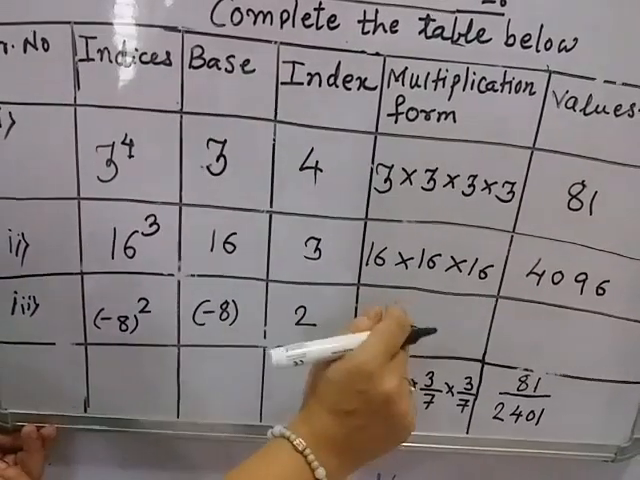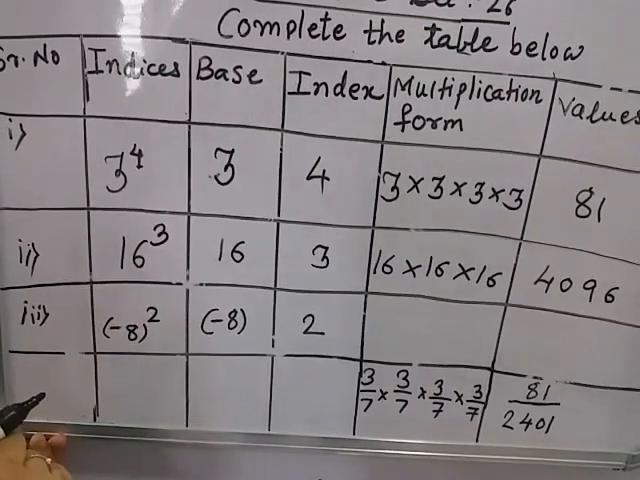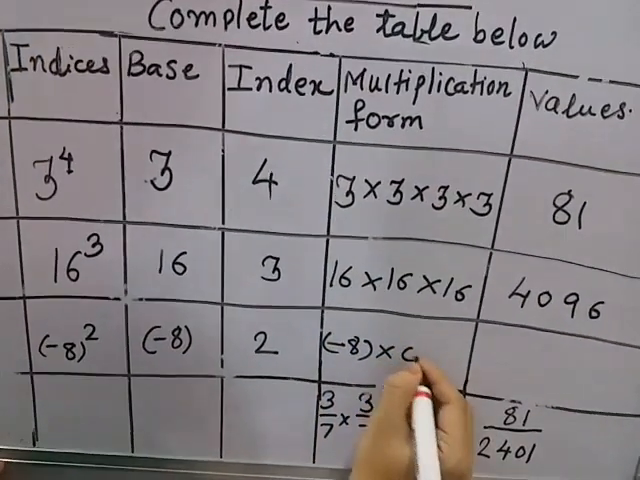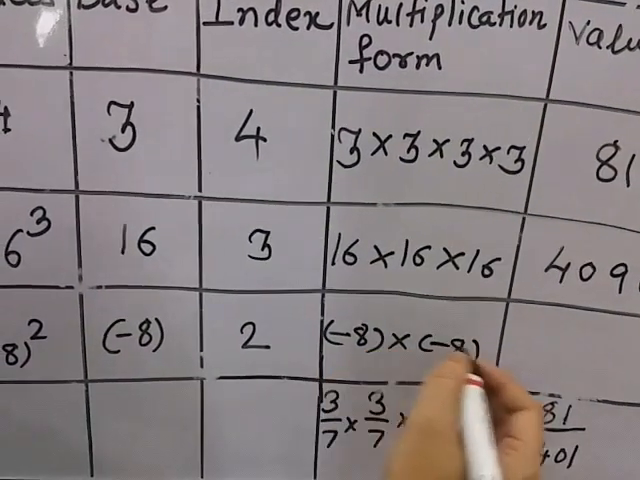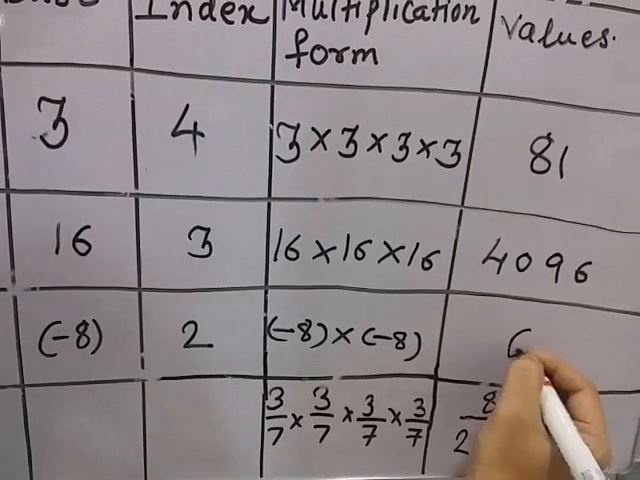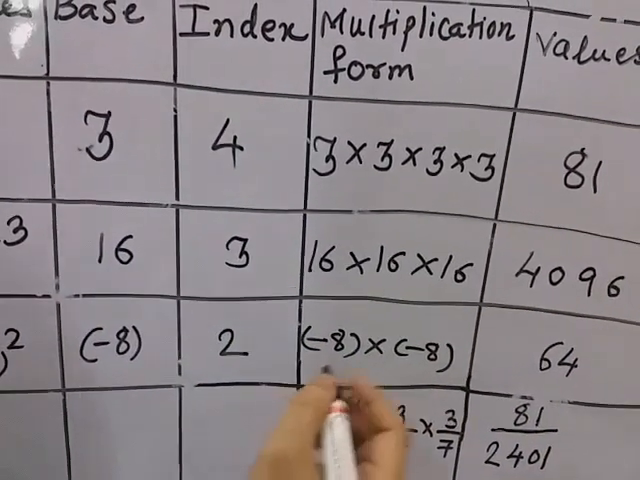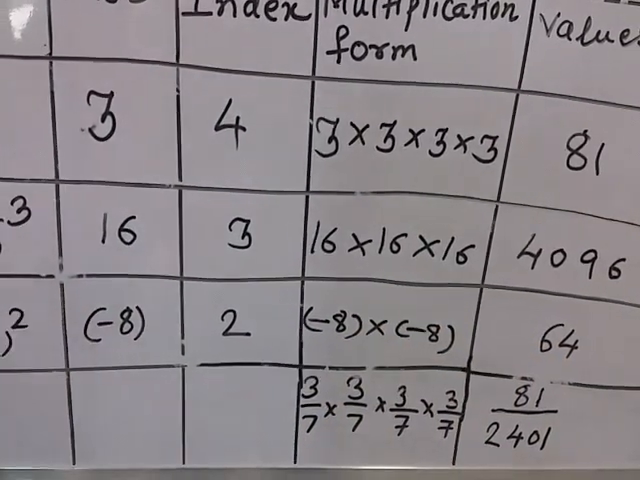Now we'll write that in the multiplication form. Negative 8 you are writing how many times? 2 times. So negative 8 multiplied by negative 8. So what is the answer value? 8 8s are 64. And as I mentioned, and we also learned in the multiplication of integers, negative times negative becomes positive.